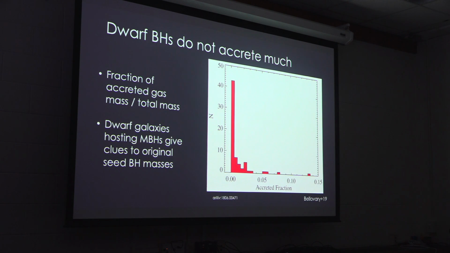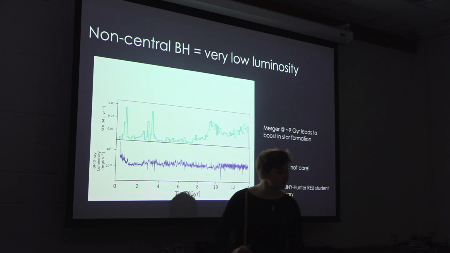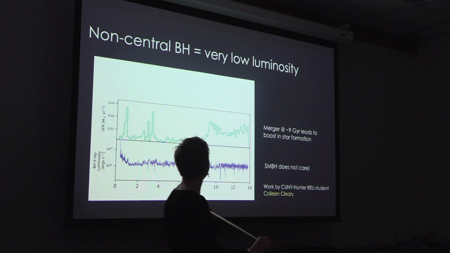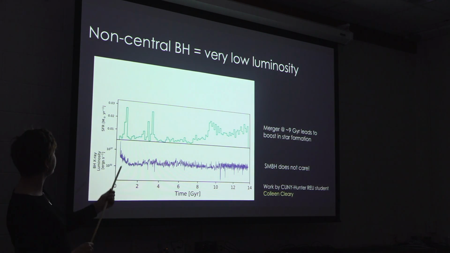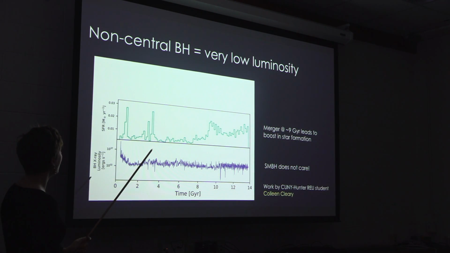Then we can say, all right, if we see a black hole in a dwarf galaxy, we can estimate that the mass of that black hole, if we can measure it, which is difficult, is close to the original seed mass that it formed at billions of years ago. So this is useful information here. I have a story about this. So here's an example. I'll show this plot in a bit.